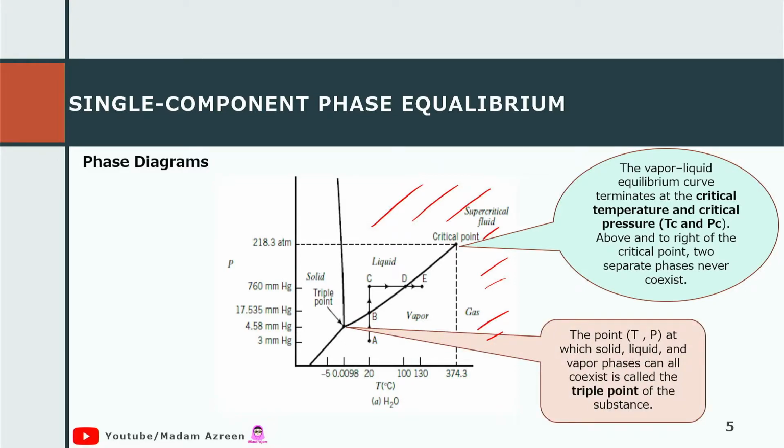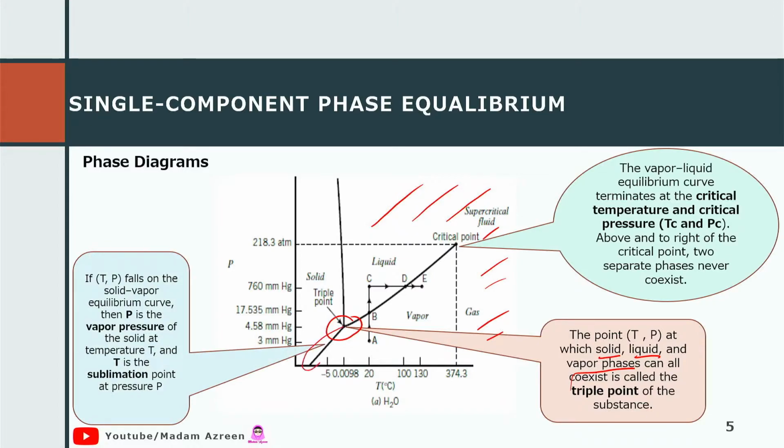Then we have here the triple point, the point at which water exists as a solid, liquid, and water vapor. The last one is this line, which separates solid and vapor. It is called the solid-vapor equilibrium curve. Along this line, at any point, the temperature is called the sublimation temperature at that pressure, or we also call it the vapor pressure at that temperature.